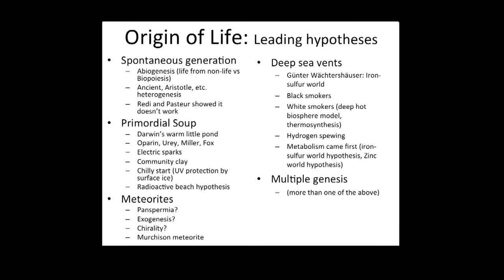We also have hypotheses where these organic compounds could line up on clay. This is clay along the beach that would act as a place to catalyze reactions among these compounds. The chill start hypothesis, which if you had the snowball Earth in a frozen sea, would protect the ocean from UV light and allow the chemicals to react and form life. A radioactive beach hypothesis, this is radioactive chemicals along the shoreline producing the heat necessary to provide the energy for this. I mentioned meteorites being able to provide organic compounds.